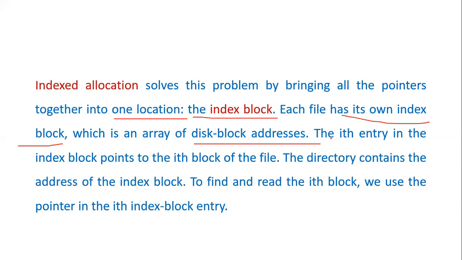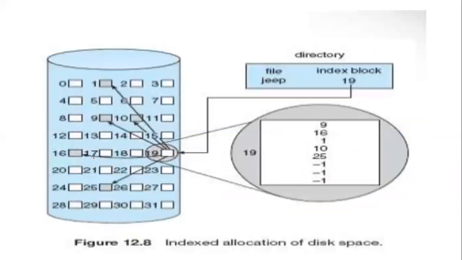The ith entry in the index block points to the ith block of the file. The directory contains the address of the index block. To find and read the ith block, we use the pointer in the ith index block entry. This is the example. We have a file named zip. The index block is 19. In this index block, it mentions 9, 16, 1, 10, 25, minus 1, minus 1, minus 1.